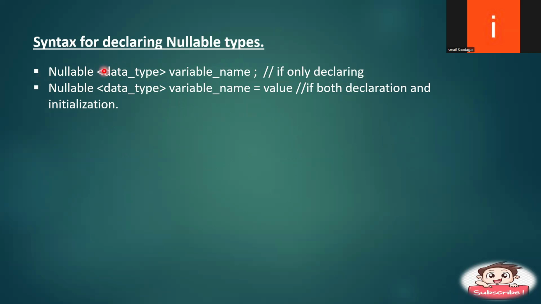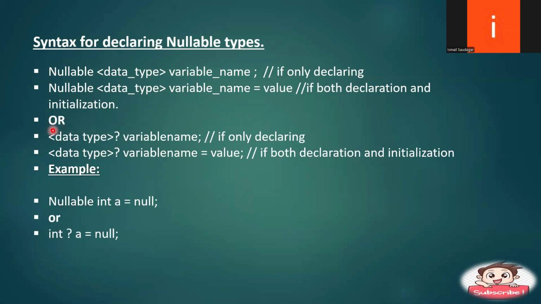If we are going to declare and assign a value, meaning declaration with initialization, then Nullable will come, then the data type, then the variable name, after that equal to, then the value which we want to assign here. The other syntax for nullable type is the data type, then a question mark, then the variable name, then a semicolon. Like the data type, suppose int, then a question mark, and the name of the variable, suppose we are taking a, and after that a semicolon will come.